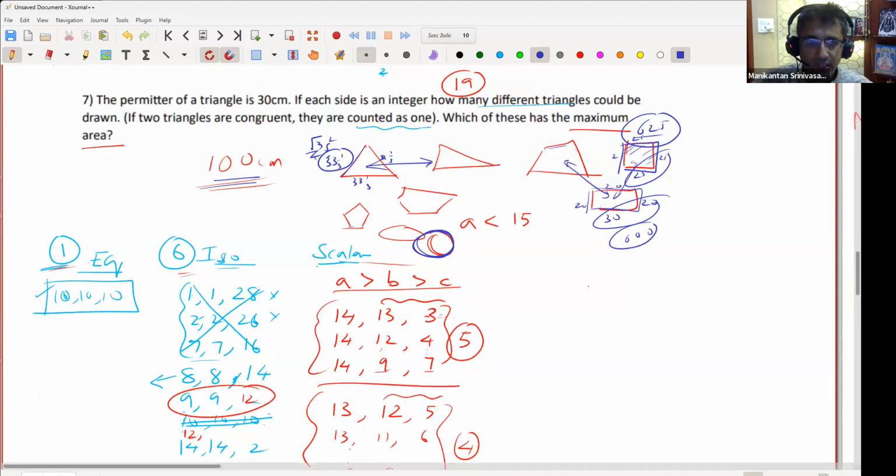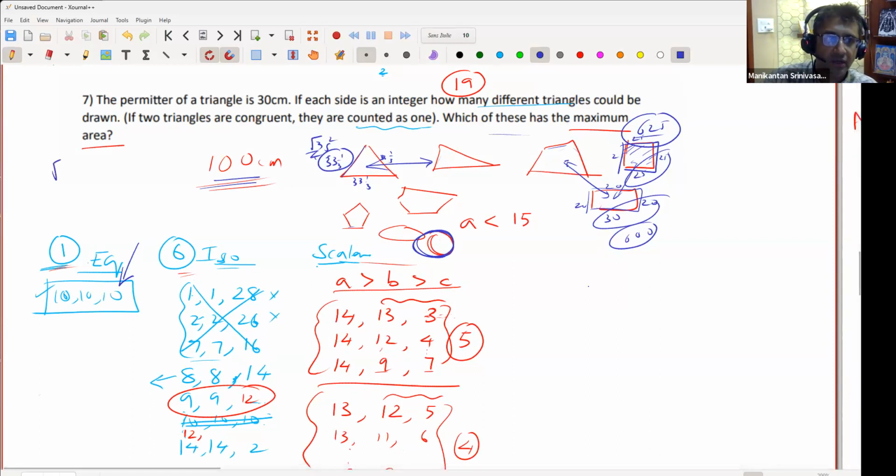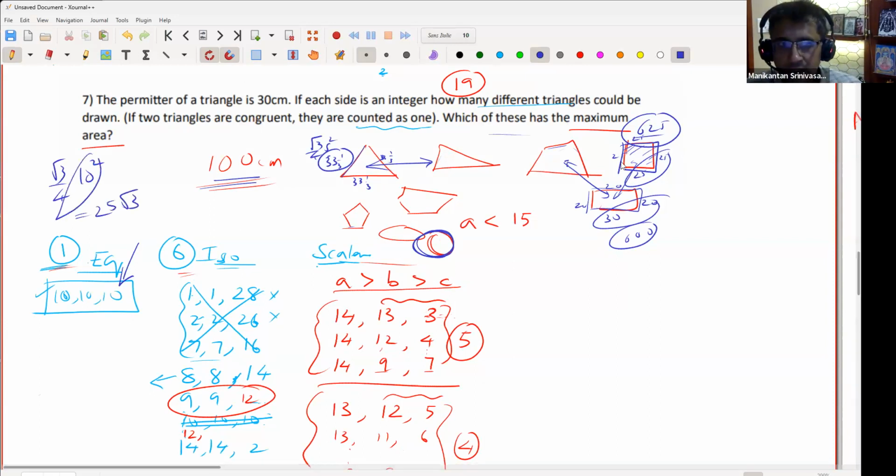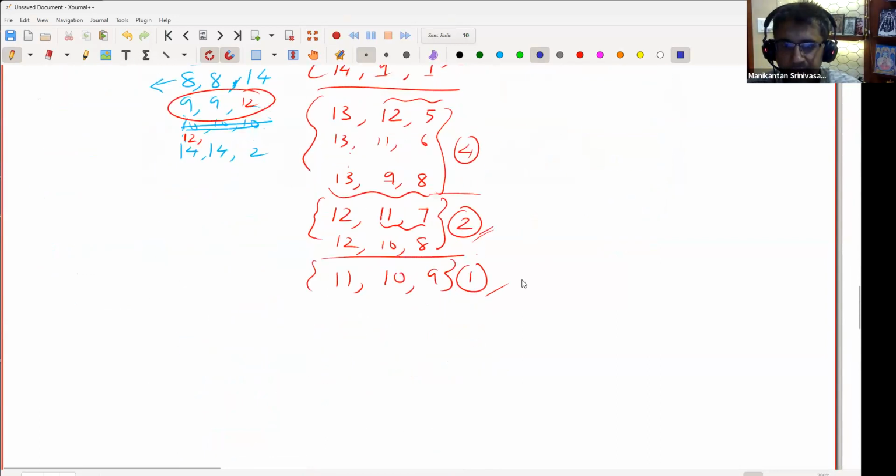Now back to this question. It's all triangles. So the one which will have the highest area would be the 10, 10, 10 equilateral triangle. And even though the actual area itself is not asked, all of you know root 3 by 4 into 10 squared. If at all that's asked, it's 25 root 3. 100 by 4 is 25. Okay. That was question 7.